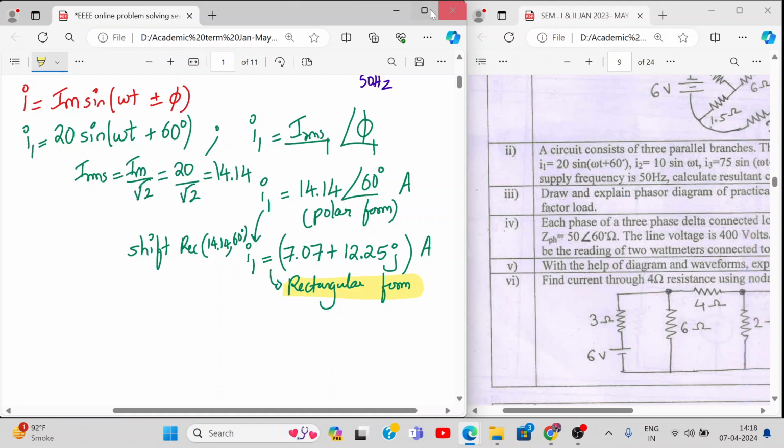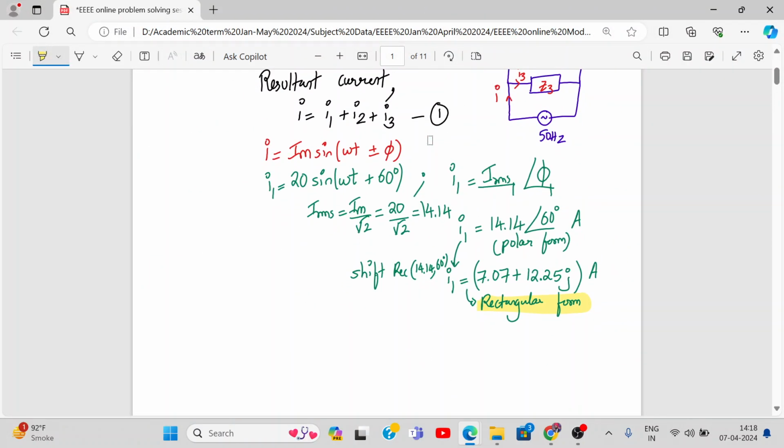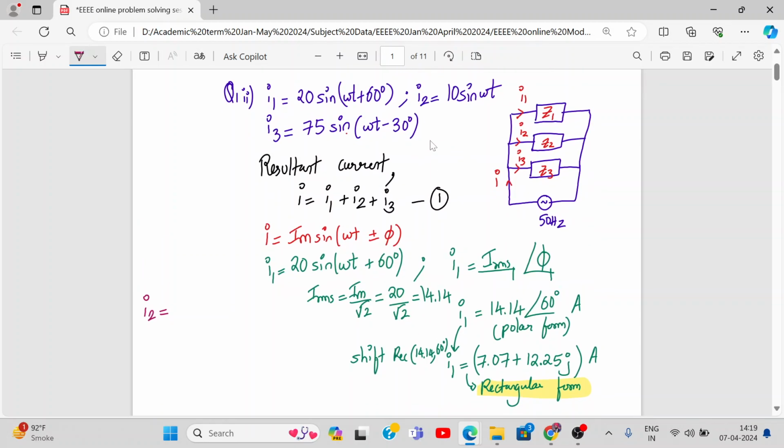So will you do it? Can we do it together now? Okay, let's start. So for I2, what will you write? What's the value of I2? 10 sine omega t plus 0 degree. Okay, it is plus 0, right?